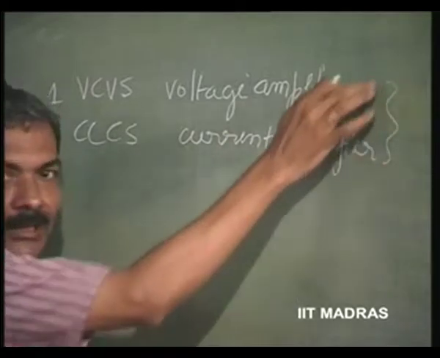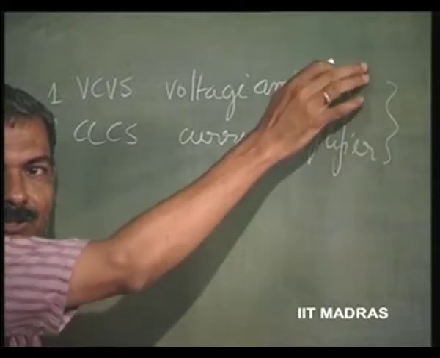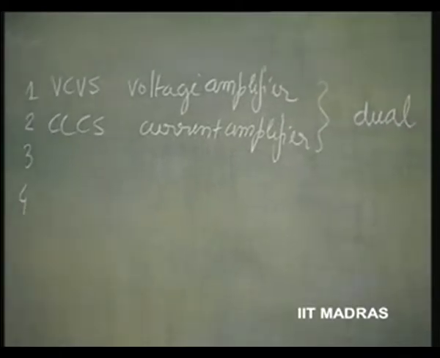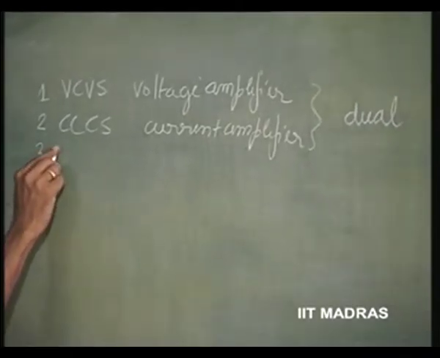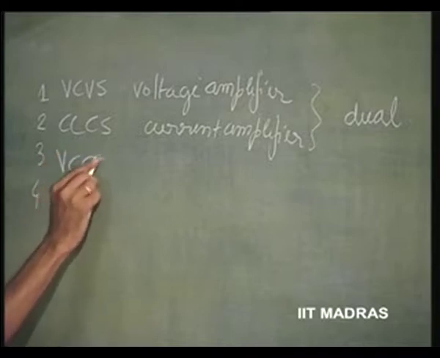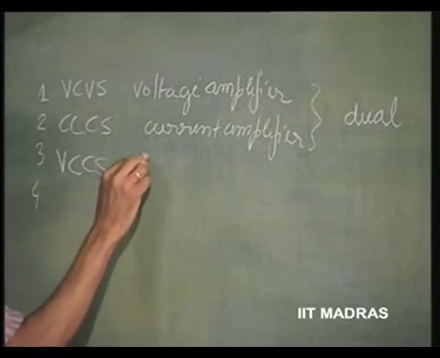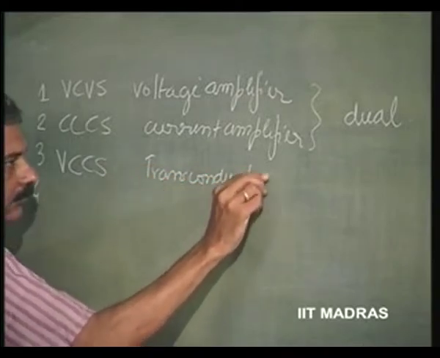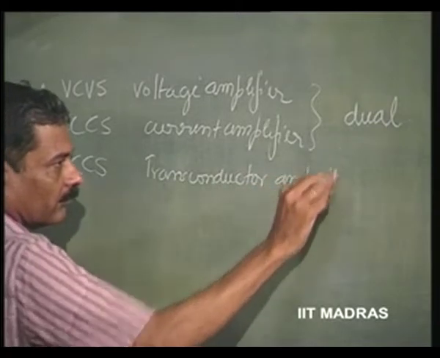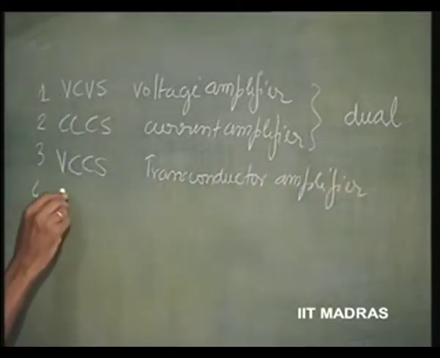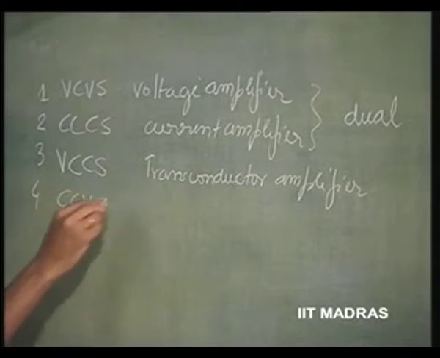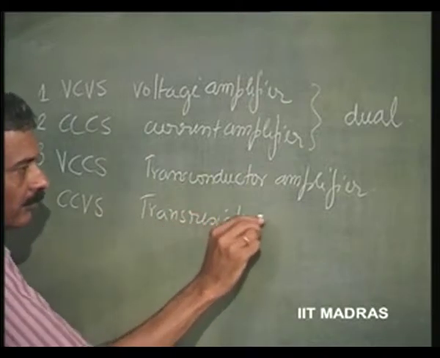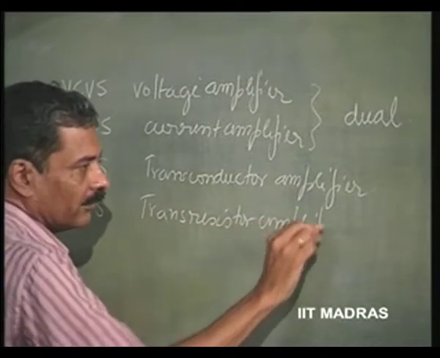these are what are called duals. One is the dual of other. Okay. We have then voltage controlled current source, which is called transconductor amplifier. And current controlled voltage source, which is transresistor amplifier. These are once again what are called duals.